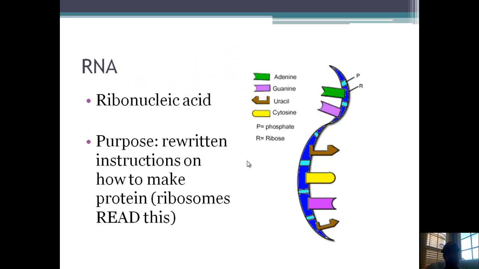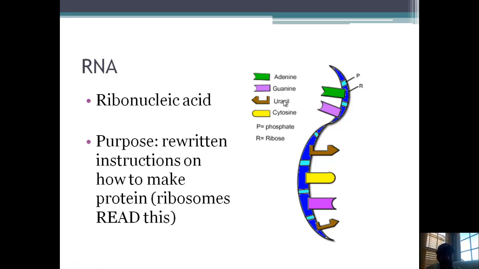So what does RNA look like? RNA is just a single strand with the base pairs kind of floating towards the outside. And if you look at the base pairs, instead of A, G, T, and C, we've got U. It's uracil. So one base pair that's different.